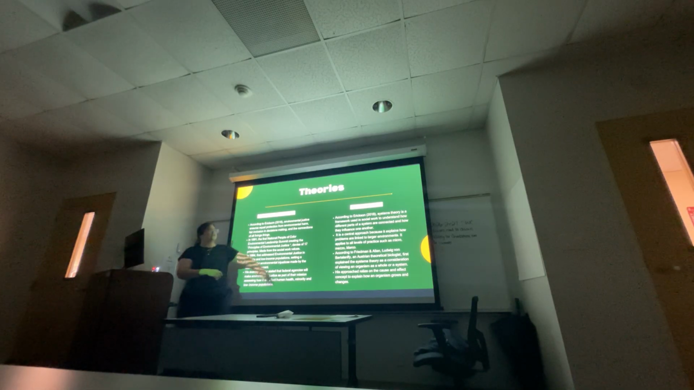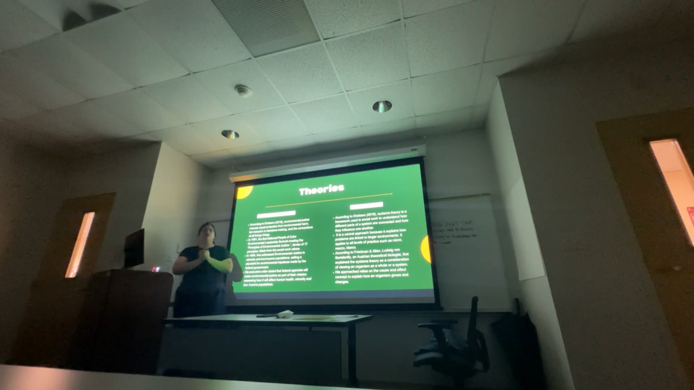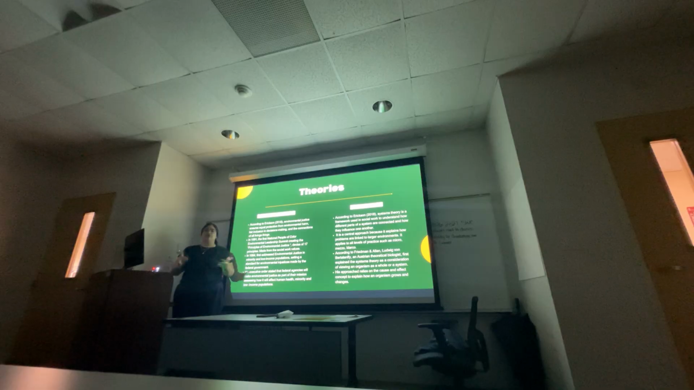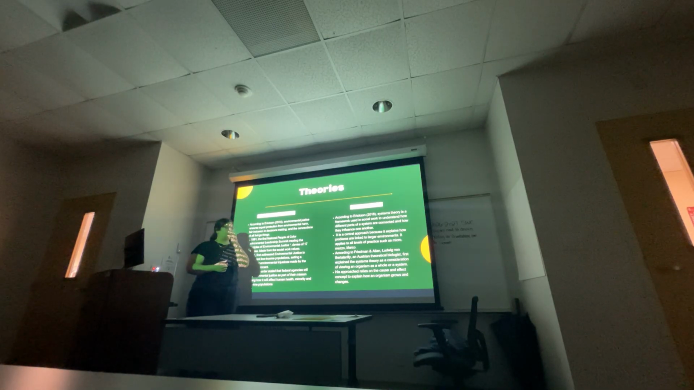For the systems theory, according to Erickson in 2018, systems theory is a framework used in social work to understand how different parts of a system are connected and how they influence one another. It is a central approach. It explains how problems are linked to a larger environment. It applies to all levels, such as micro, meso, and macro, as well as including open and closed systems.